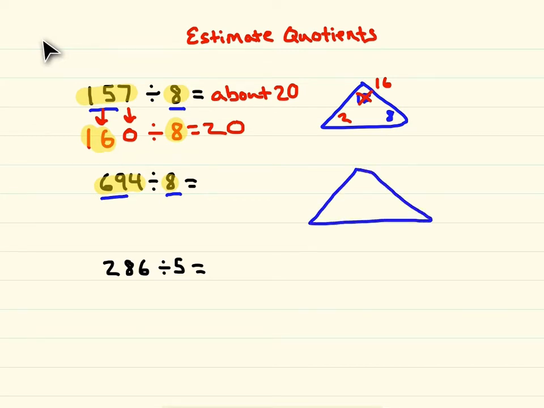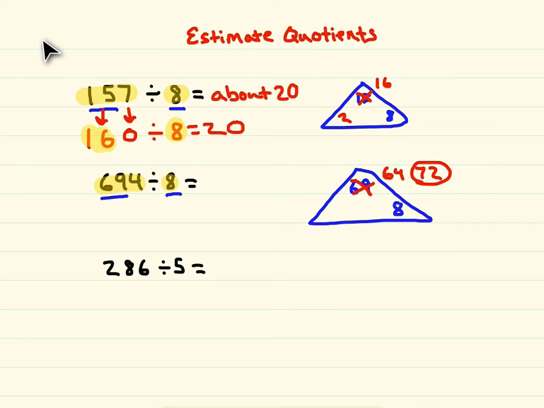So let's put our first two digits of our dividend, the 6 and the 9, and then your divisor 8 down here. What can we change the 69 into that's divisible by 8 and close to 69? Well, I know that 64 is close to 69 and divisible by 8. I also know that 72 is also close to 69 and divisible by 8. Which one would be closer? Well, 64 is 5 away, and 72 is 3 away. I think 72 is your better choice.